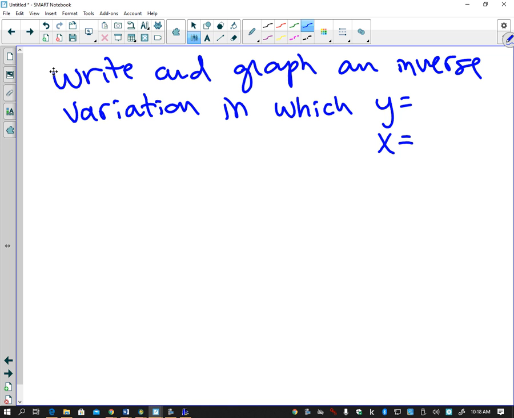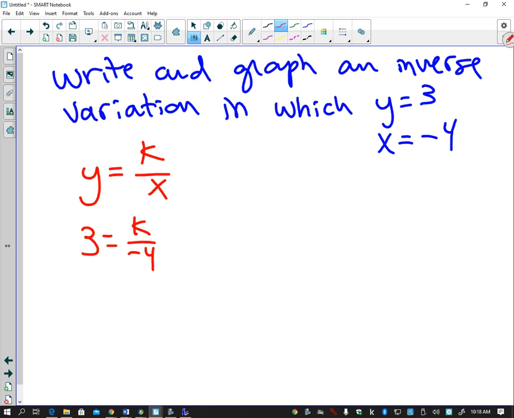All right, give me a regular, simple, positive number for y. 3. Okay. Give me a regular, simple, negative number for x. I'm going to say -4. Okay. All right. So what does an inverse variation look like? y equals k over x. Okay. So if we know this, what we're going to do is we're going to substitute in our numbers. We got 3 equals k over -4.